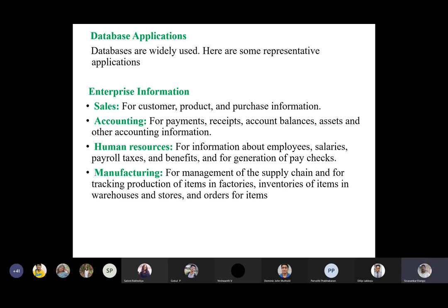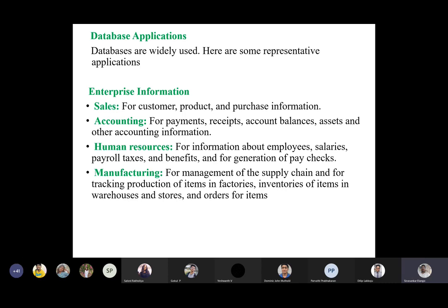So in manufacturing, for management of the supply chain and for managing the inventory, you need to manage the stocks in such a way that you get maximum profit. If there's a huge demand for a particular product and the stock is not available, it's a loss to a business. Similarly, if there is no demand for a product and you have a lot of stock of a particular product or service, again it's going to be a loss to your business. So you need to manage the inventory level at some optimal level. You need to manage the inventories in warehouses, stores, and for management of the supply chain and tracking production of items in factories, we go for database management systems.